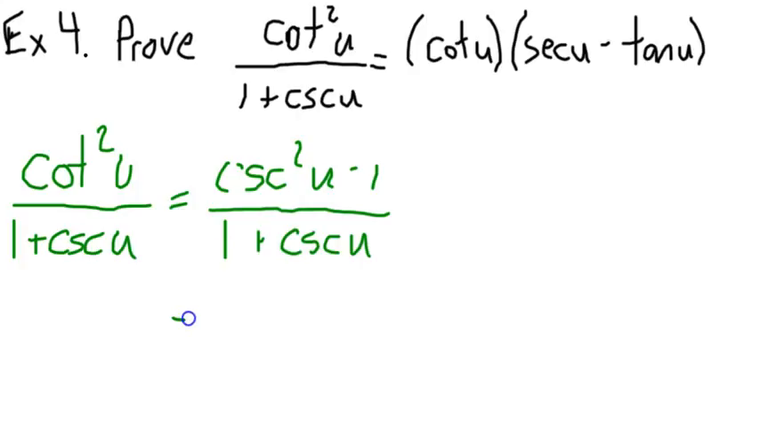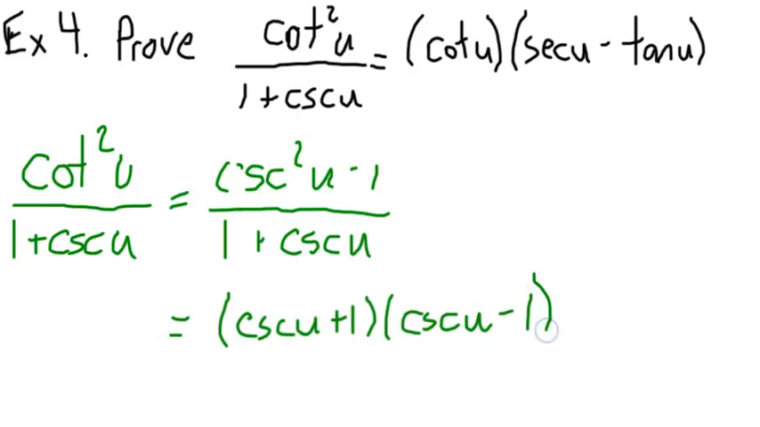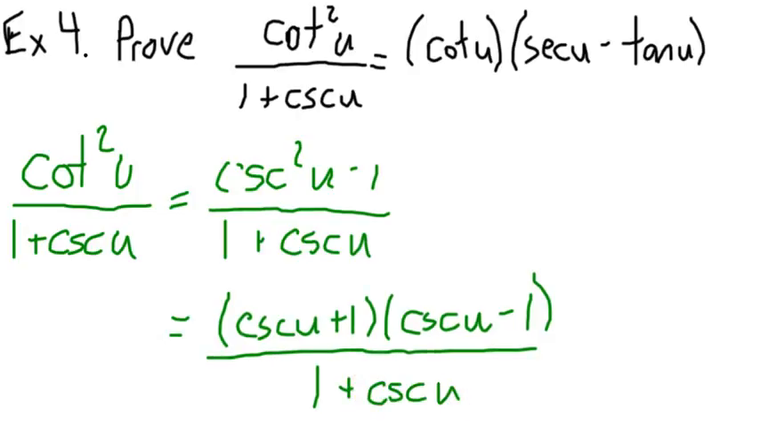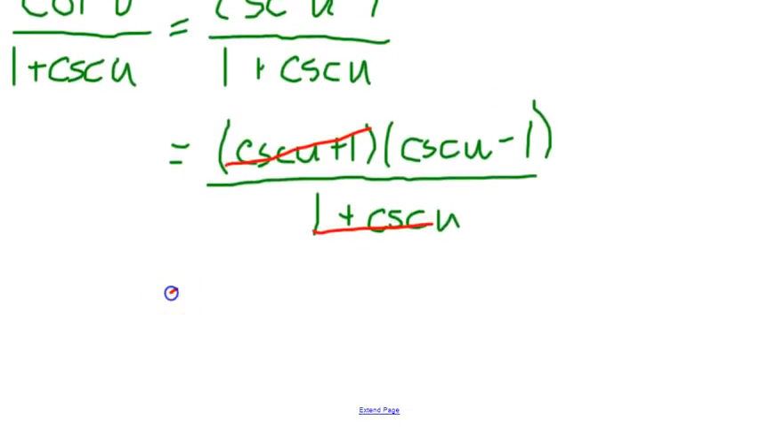Okay. That top part is a difference of two squares, so that factors into cosecant u plus 1 times cosecant u minus 1, all divided by 1 plus cosecant u. So we have cosecant u plus 1 and 1 plus cosecant u. Those cancel each other out. So we're left with cosecant u minus 1. Okay.